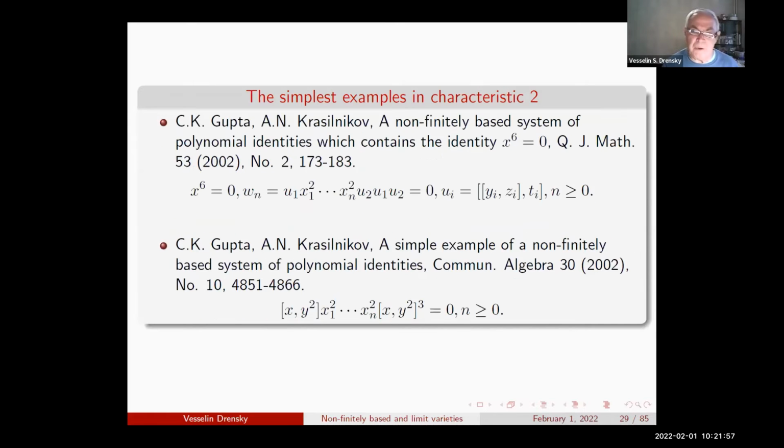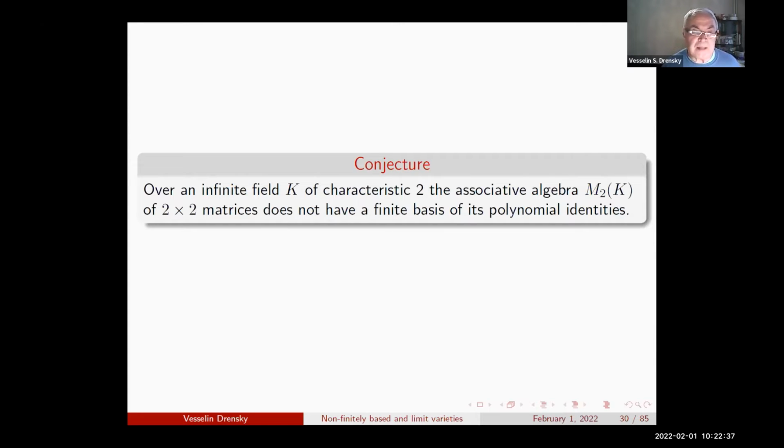But there is a very simple example in characteristic 2. This is by Gupta and Krasilnikov, Narain Gupta and Alexei Krasilnikov. This is in 2002. These are the identities which have no finite basis of the identities. And there is one more example, again in characteristic 2, again by Gupta and Krasilnikov, with this identity. So you can explain the proof maybe to a graduate student in algebra. Even if the person is not a ring theorist, but any kind of algebraist. And there is a conjecture that over an infinite field of characteristic 2, 2 by 2 matrices do not have a finite basis of their polynomial identities. For Lie algebras, this is the case, but we don't know what happens with associative algebras.